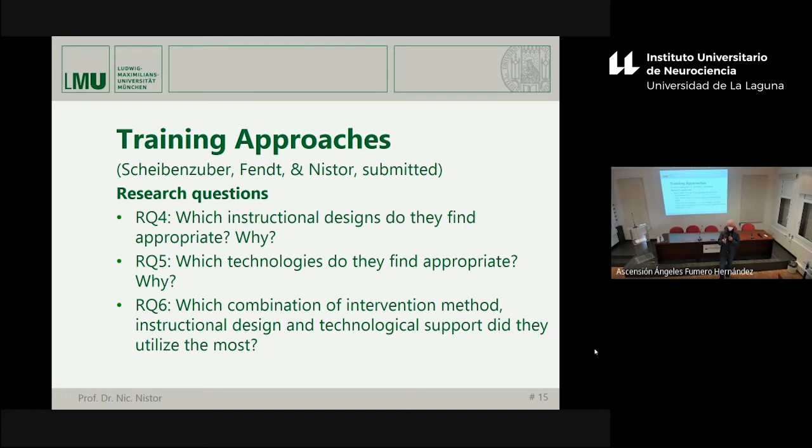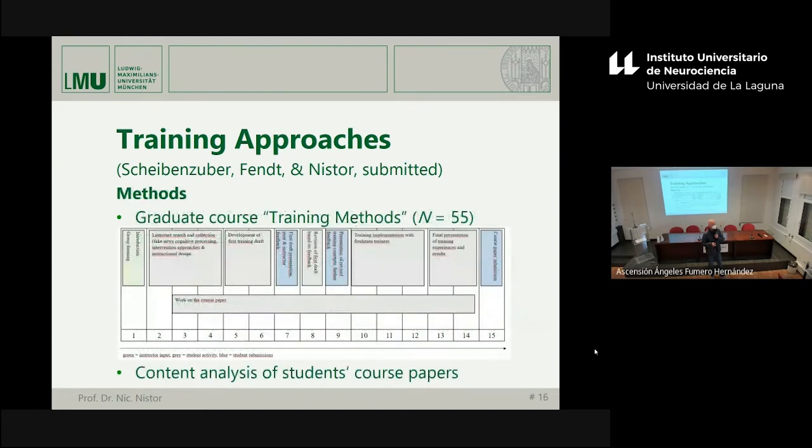The assumption was that our master students are, well, kind of experts in educational sciences. So they are familiar with the research literature and also have some experience with, or at least a good, deep insight in the design of learning environments. And this is why we were interested to see how they design these.